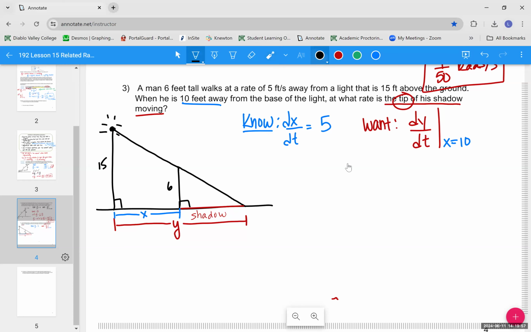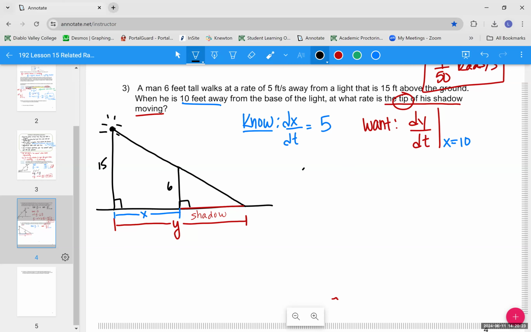So to set up our equation that relates x and y, we're going to use the similar triangle ratios. You can set them up however you want. You can do small triangle to small triangle equals big triangle to big triangle, as long as you keep the sides in the same order. Or you can do height to height equals base to base. It's up to you.